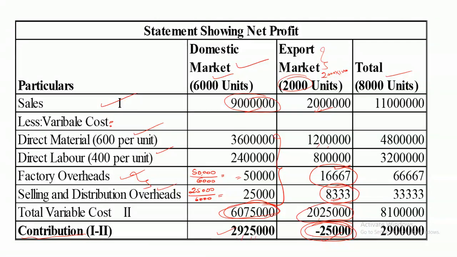So it is better not to accept this order. That is the advice you can give to this company with these numbers. Since we are incurring a loss of rupees 25,000 if we accept the export order, it is better not to accept this export order, because this is giving a negative contribution. So this is how the problem is solved, or the decision is taken, when we receive an export order from any foreign country. So that's all. Thank you. Bye bye.